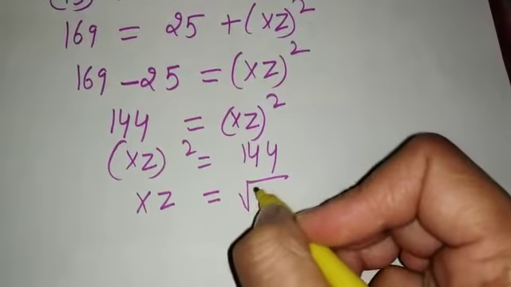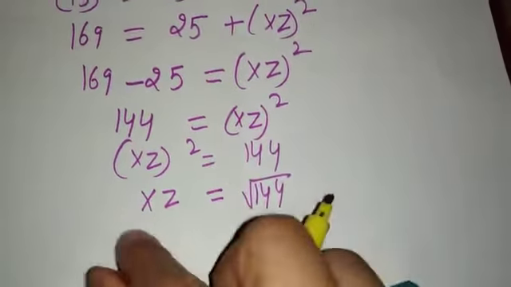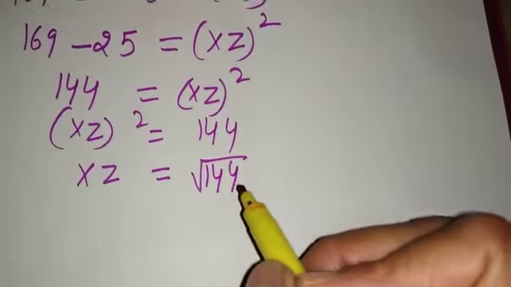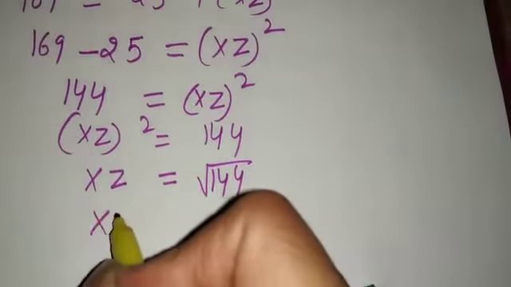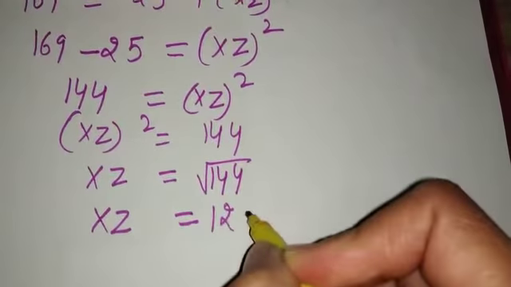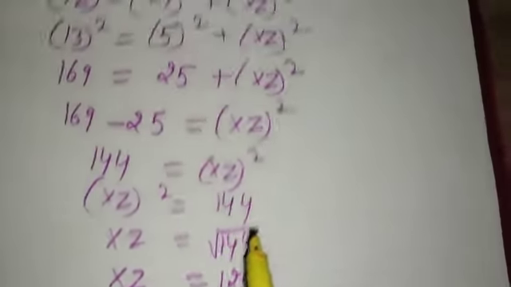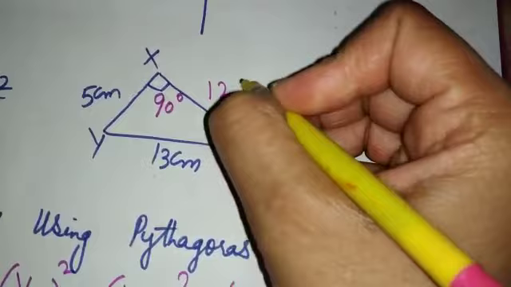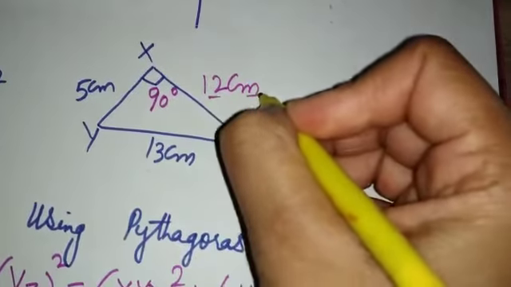After taking the square root, what will we get? XZ is equal to the square root of 144. We know that 144 is the square of 12. So the square root of 144 will be 12 centimeters. So by using Pythagoras theorem, we have found the length of this unknown side, that is 12 centimeters.